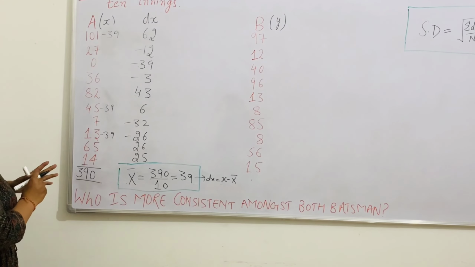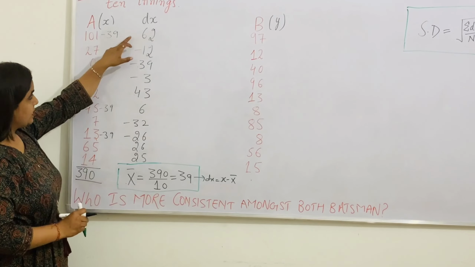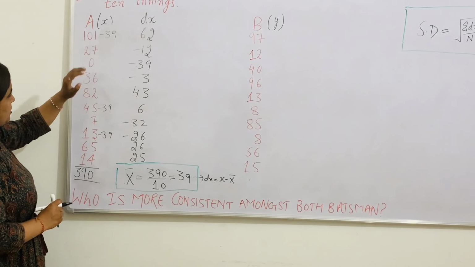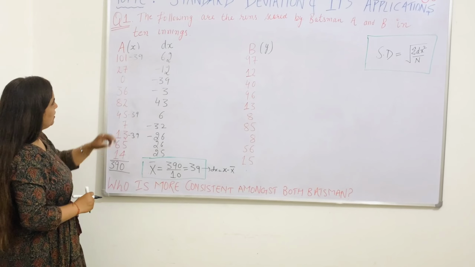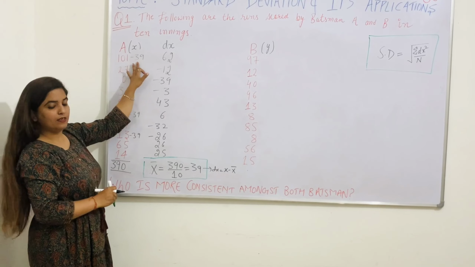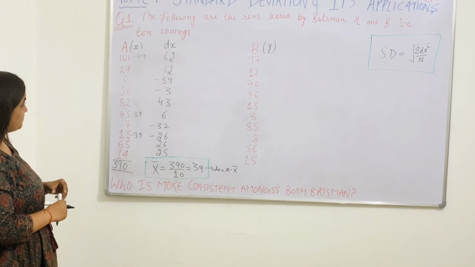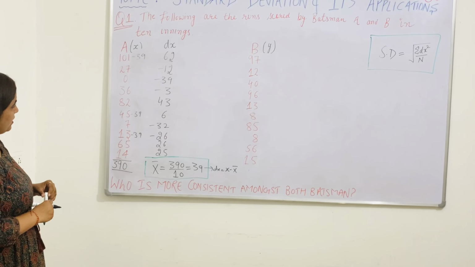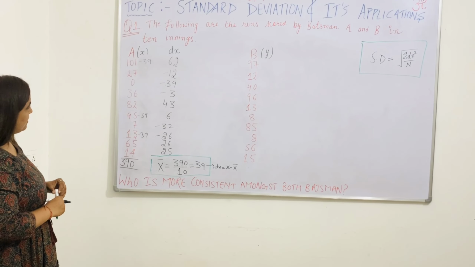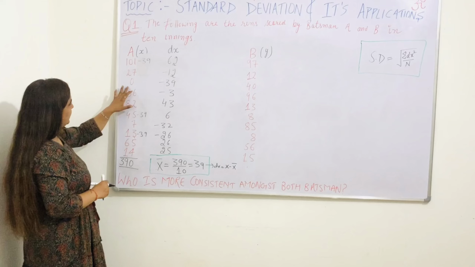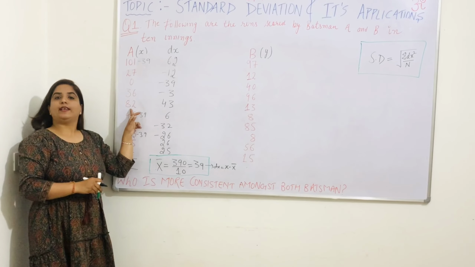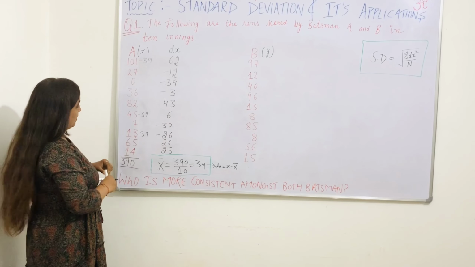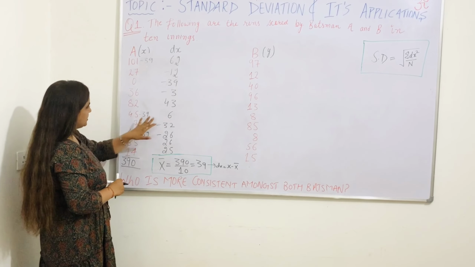So these are the calculations which we have done for dx. Let us review whether all calculations are done correctly or not. 101 minus 39, which is 62. 27 minus 39 is minus 12. 0 minus 39 is minus 39. 36 minus 39 is minus 3. 82 minus 39 is 43. 45 minus 39 is 6.